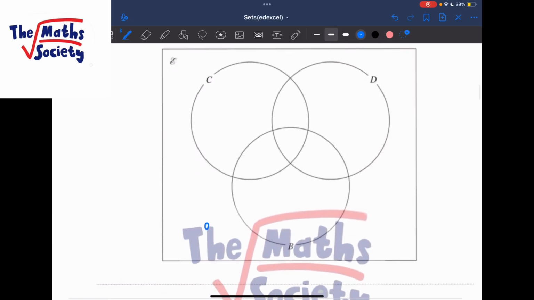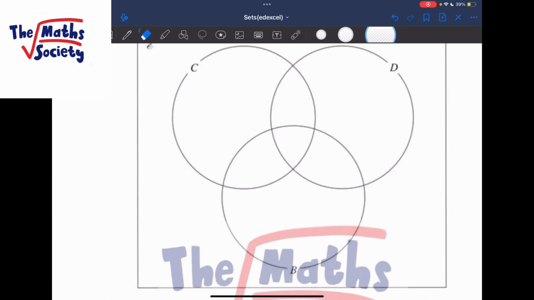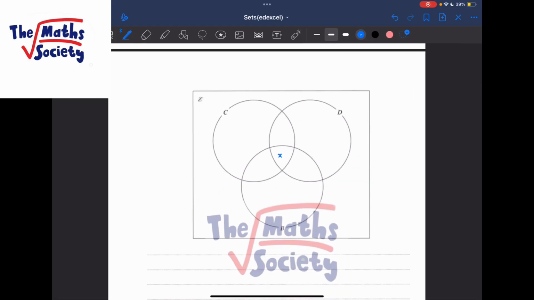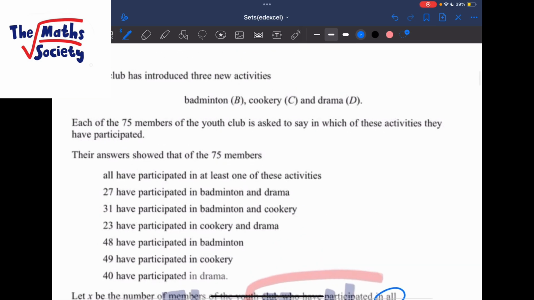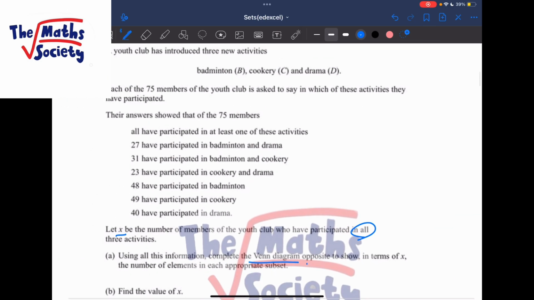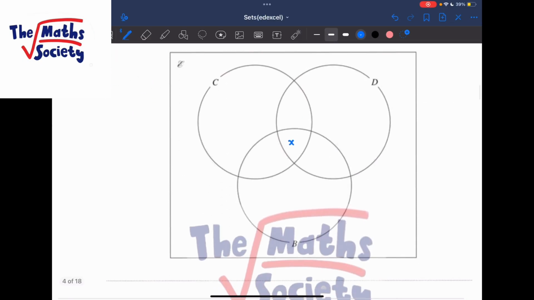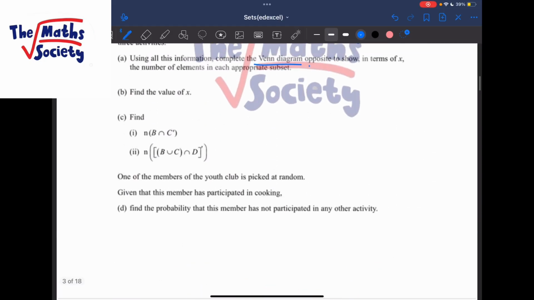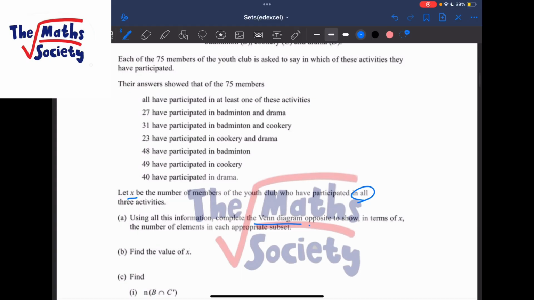So first of all, what we know is that anyone that has participated in all 3 is going to be X. So now we can find cookery, I believe C stands for cookery. Okay, let's try to make up all of it first. So it says that 27 have participated in badminton and drama, which means it's going to be here, but then it's going to be minus X because we don't know what the X is yet. And what they say is that 31 have participated in badminton and cookery. So badminton and cookery, it's going to be 31.